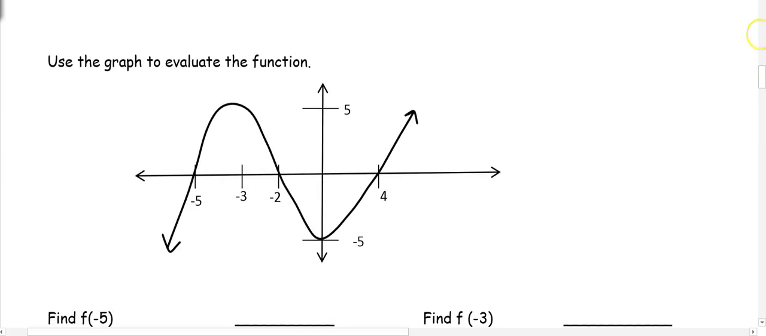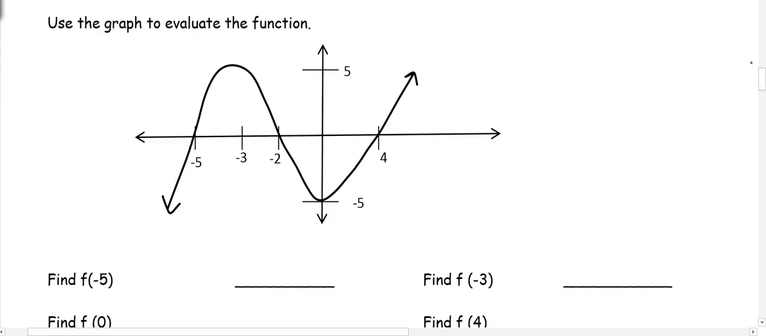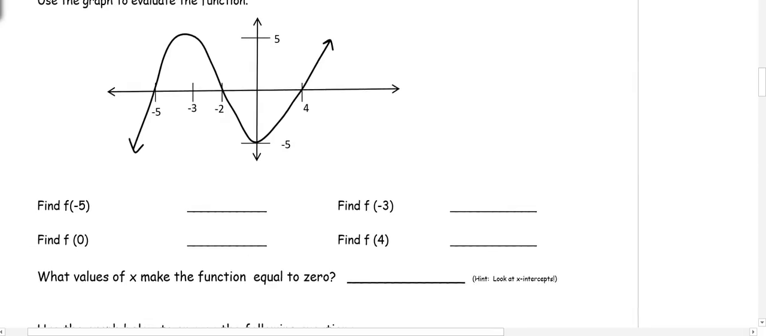Use the graph to evaluate the function. So let's try a couple more examples. This time, instead of saying x approaches that number, we're going to say f of x. So we want to find what that y value is given the x value. In the first one, we have f of -5. Well, f of -5 is right here. So what's the y value? The y value is 0.